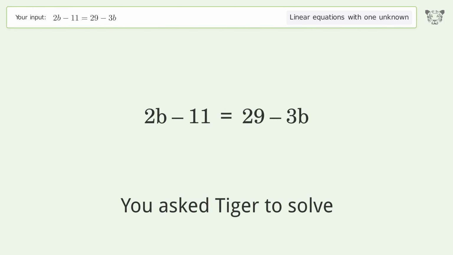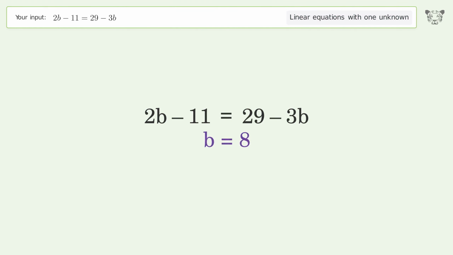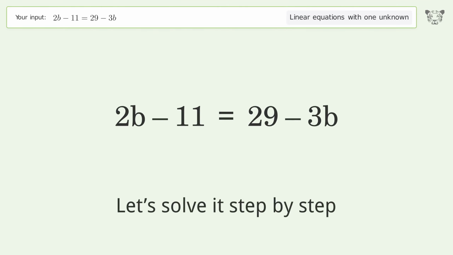You ask Tiger to solve. This deals with linear equations with one unknown. The final result is b equals 8. Let's solve it step by step.